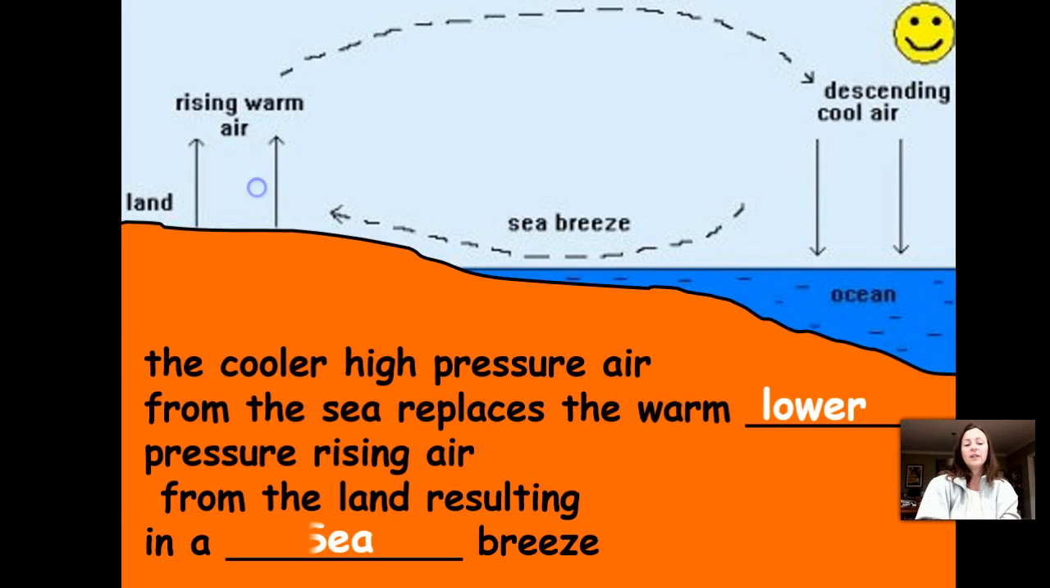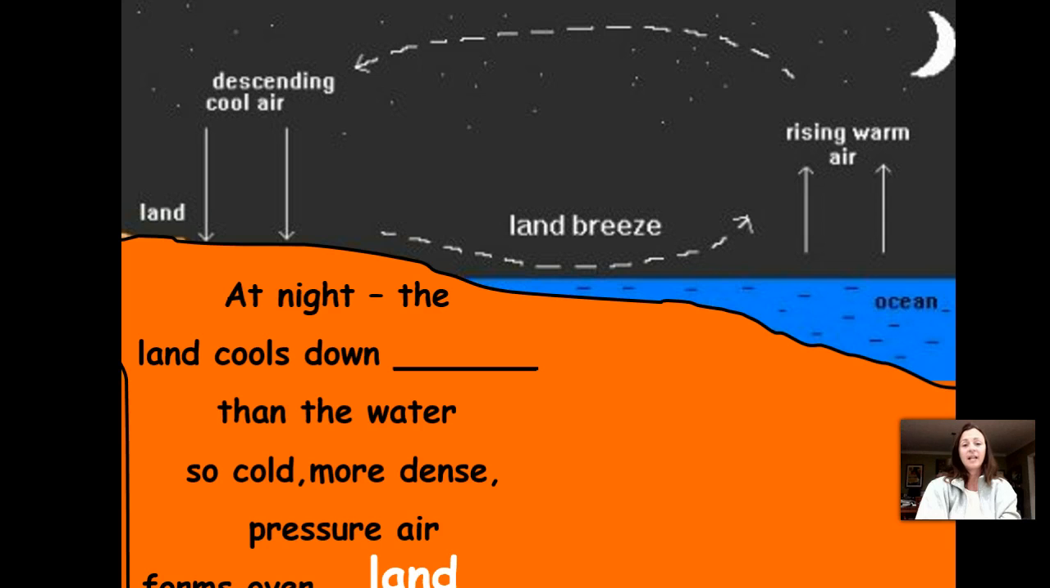And this just reiterates what I said. The cooler, high pressure air from the sea replaces the warmer, lower pressure air from the rising air, and it results in a sea breeze. Now everything changes at night because at night the land cools down. So that's going to change the pressure as well.